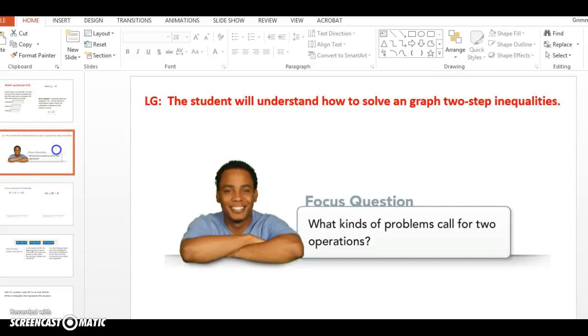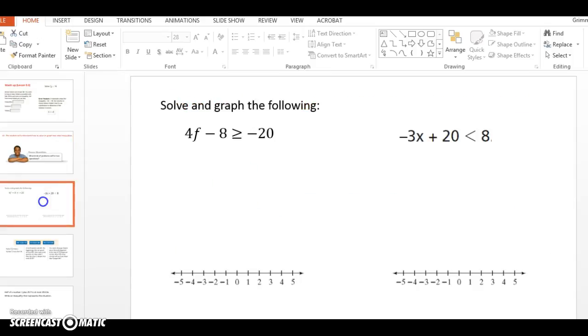Learning goal today. The student will understand how to solve and graph two-step inequalities, because everything we've done up to this point has just been the one-stepper. All right. So let's go back and review how to do two-step equations. And I think it'd be helpful to kind of go over the graphing again.